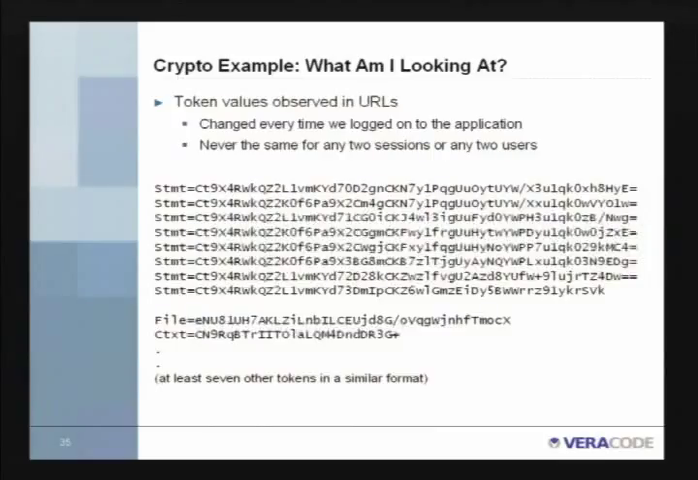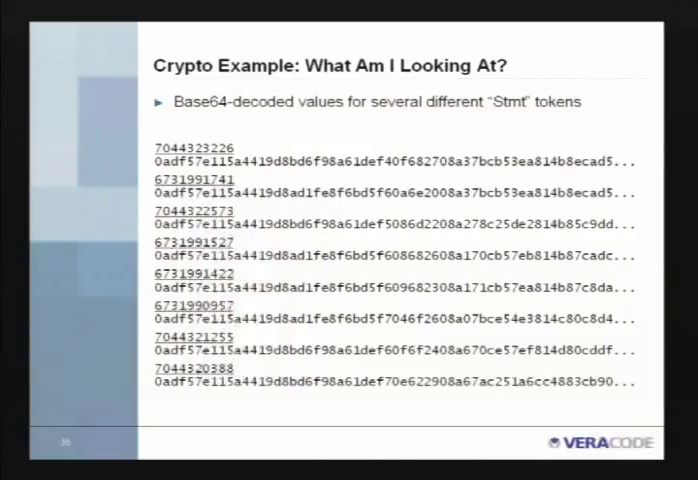So again, it looks like we're looking at base 64 here, and we're going to start out with this one called statement. This was a page where you could see your previous bank statements, and when you click over, there was a link, and it would show the statement number, and then the actual link had this parameter in it, this long thing that theoretically maps to the original statement ID in some way. So here are the base 64 decoded values for several of those different statement tokens.